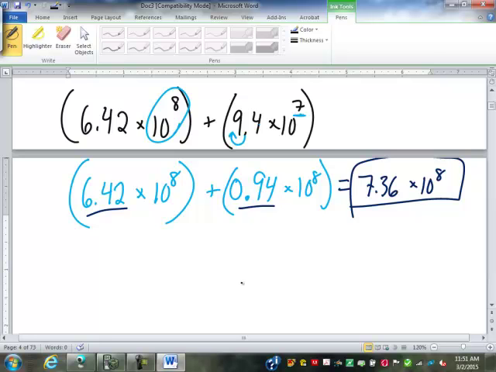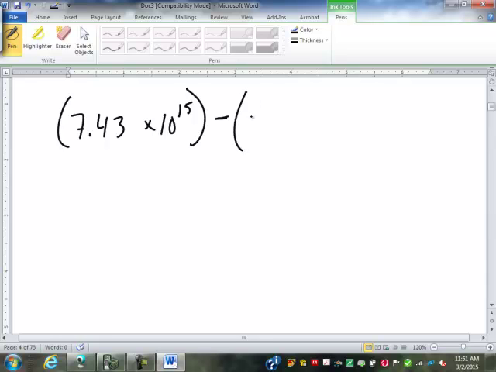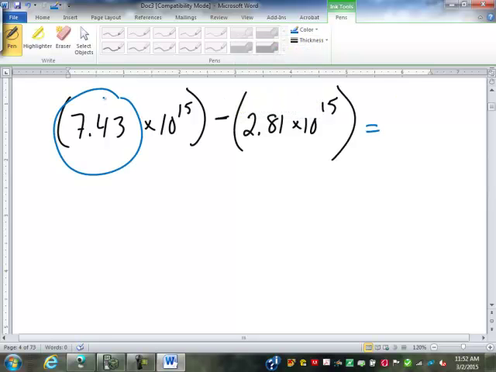Well, let's take a brief look at subtraction. We're subtracting numbers in scientific notation. Once again, we must have the same name, same power of 10. So 7.43 times 10 to the 15th minus 2.81 times 10 to the 15th. We have the same name, we have the same power of 10, so we're going to combine the counts. 7.43 minus 2.81 is 4.62, and we keep the same name, 10 to the 15th.